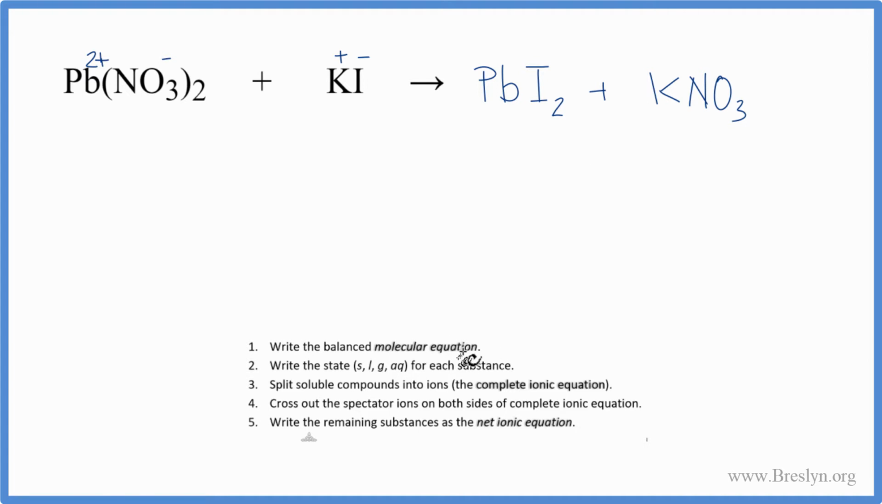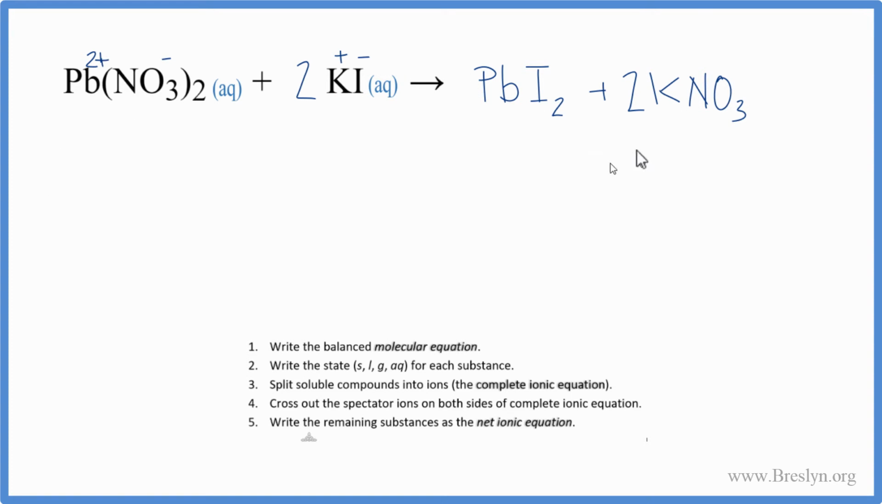So let's balance this molecular equation. First, we have 2 I's here, so let's put a 2 in front of the KI. We have 2 K's, so let's put a 2 here. And we have 2 NO3s. That's okay. So this is the balanced molecular equation. Now we need to write the state for each one of these. We'll assume both of these are dissolved in water, that they're aqueous. So we'll put a little aq after them.